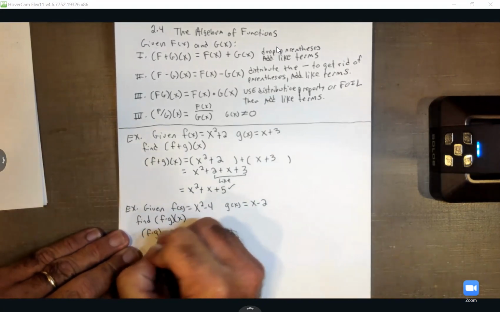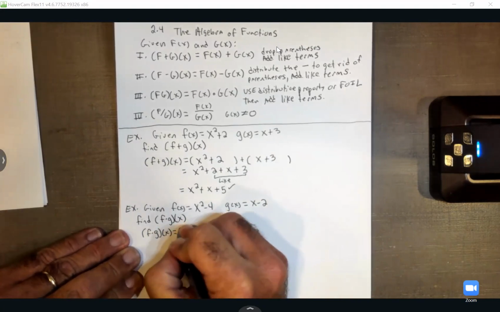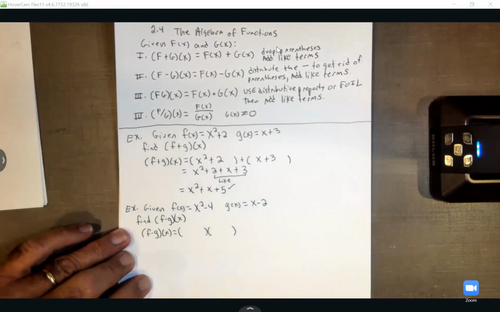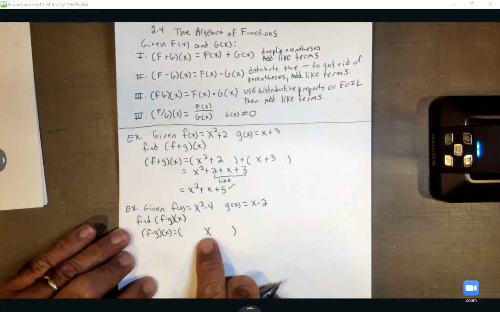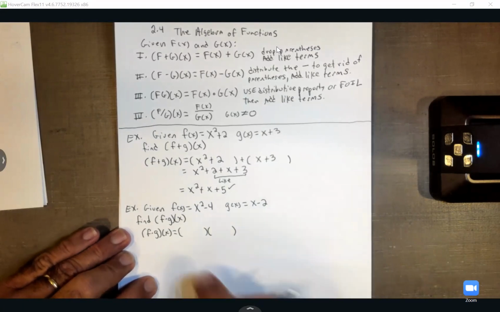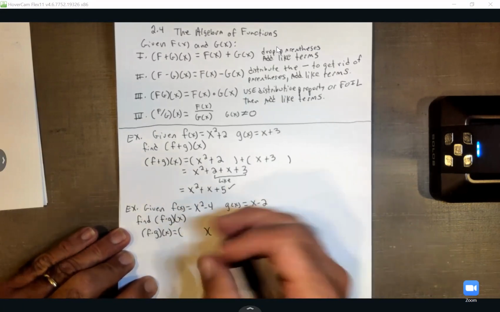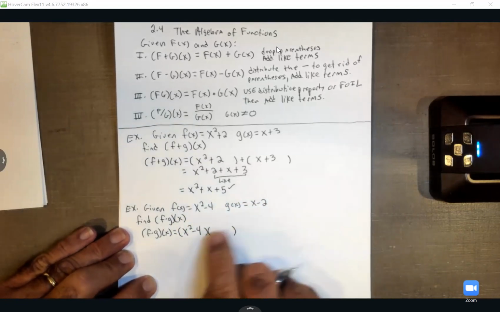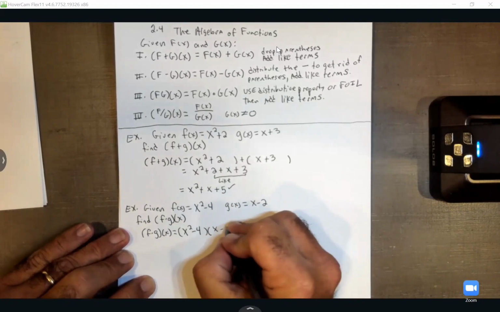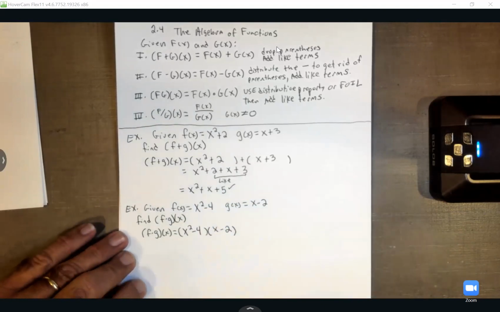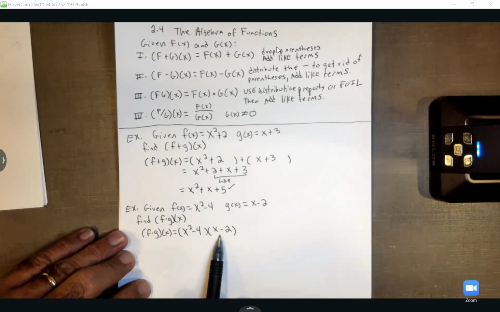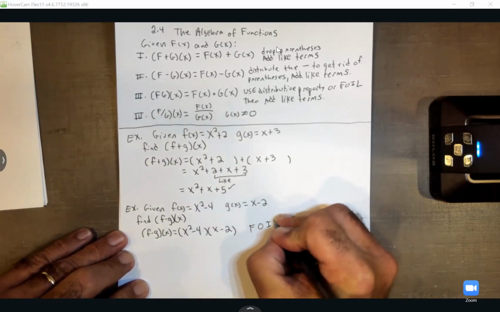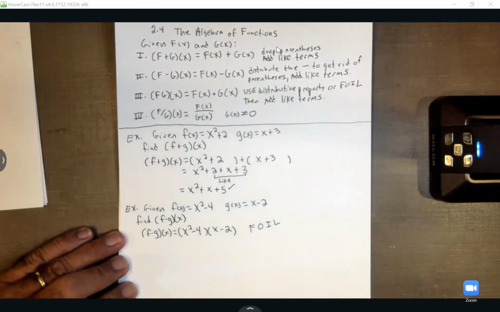F times g of x will equal my f of x times my g of x. So when you're multiplying functions, the parentheses will be right next to each other. Come in and put your f, which is x squared minus 4, and my g, which was x minus 2. So guess what, y'all? We got 2 things times 2 things being multiplied, so this is where we're going to technically do our FOILing.